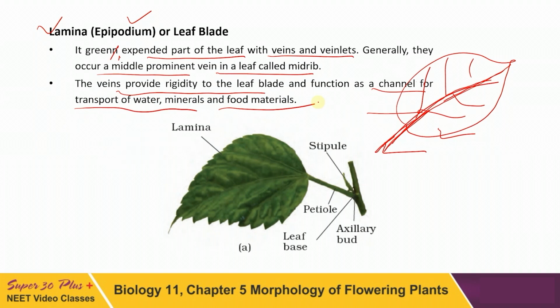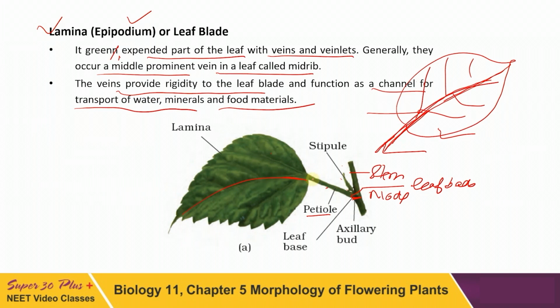This is a typical good diagram you are seeing here. This is the stem, and this is the node. At the node we have the leaf, and this is the petiole. What is this at the node? This is the leaf base, and in the axil of the base we have the axillary bud, and a small leafy structure may be there known as stipule. This is the petiole, and this one is the leaf lamina.